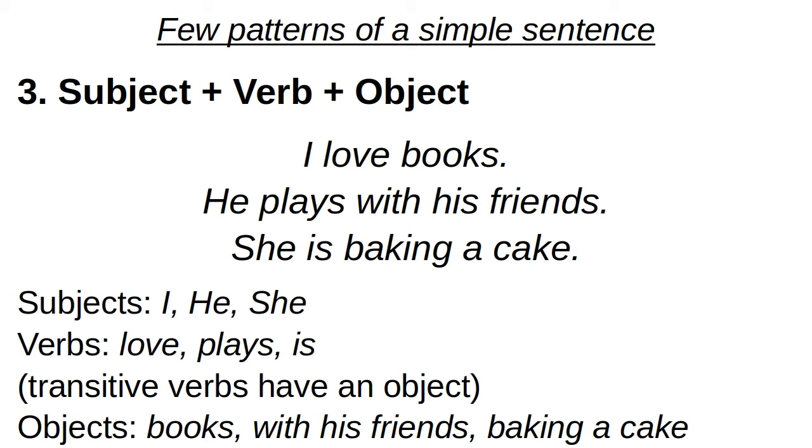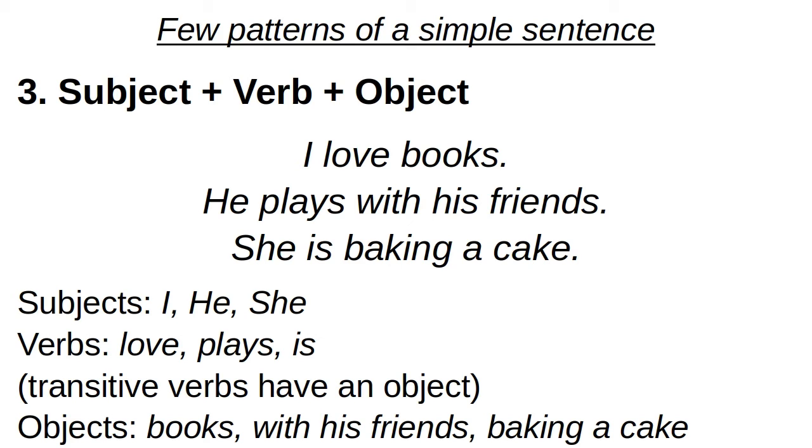Subject, verb, object. This is the general pattern of English language, and most of the sentences are formed in this way only. So subject is I, love is the verb, books is the object. Similarly, she is baking a cake, he plays with his friends. So he is the subject, plays is the verb, with his friends is the object. Clear? Shall I move on? Any questions, please ask.